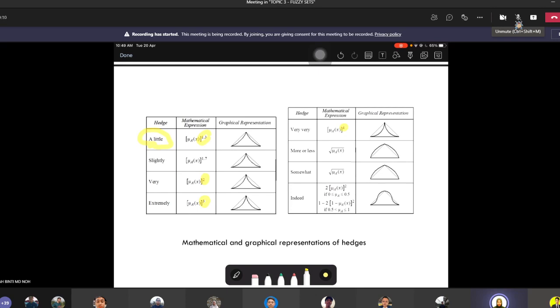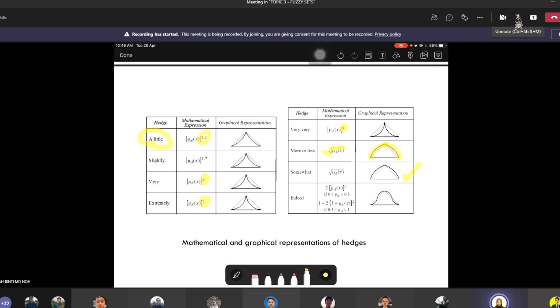Okay, more or less lebih kurang. So bila lebih kurang dia guna punca kuasa. Punca kuasa apa? Yelah punca kuasa kan. Punca kuasa 2 lah yang ni. Okay. Kalau kita kata more or less somewhat, bila kata punca kuasa, dia punya set akan lebih besar daripada set yang asal. Bila dia kata lebih besar, maknanya dia meninggikan value of how much you belong to the set. Okay. Begitu juga dengan somewhat.